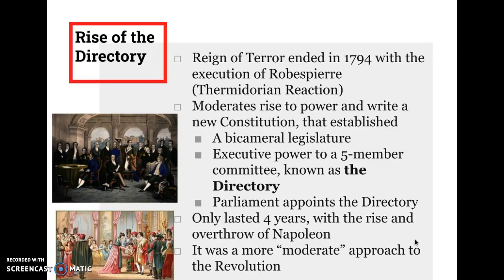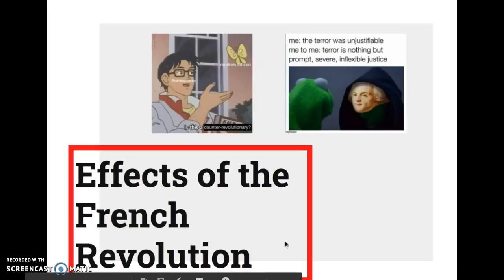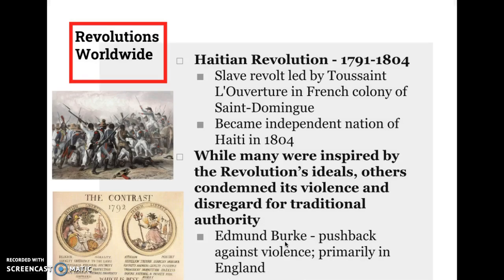That leads us into phase 3. The conservative phase, really, we kind of count as starting with the execution of Robespierre. So we count the Reign of Terror ending when Robespierre is executed, which is kind of known as the Thermidorian reaction, and more moderates rise to power to create a new constitution. This establishes a bicameral legislature. And instead of an executive branch, it creates a 5-member committee instead of like a president, and that's known as the Directory. Problem is, this only lasts 4 years because of our homeboy, Napoleon will roll in and take over everybody.